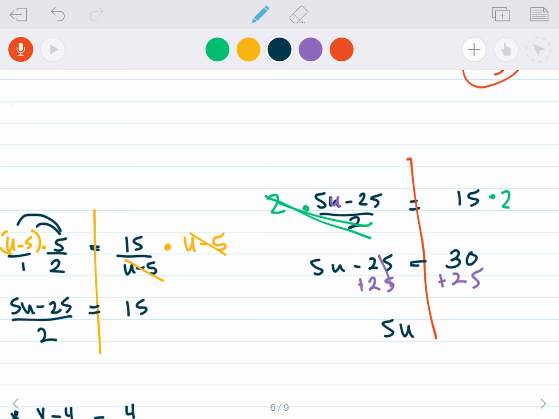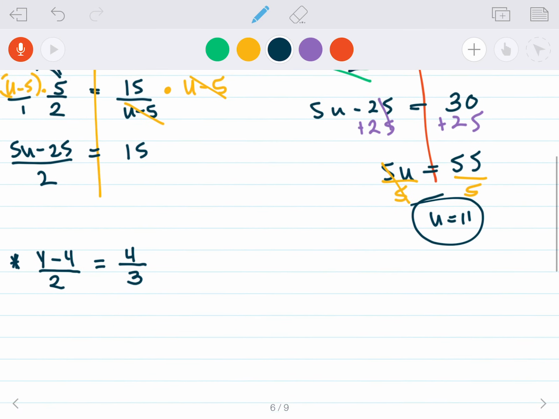And I get 5 times u is equal to 55. Finally, I get a nice answer. Let's divide both sides by 5 to get u alone. And I get u is equal to 11. Again, you can always check yourself to make sure that that is the correct answer. Okay.